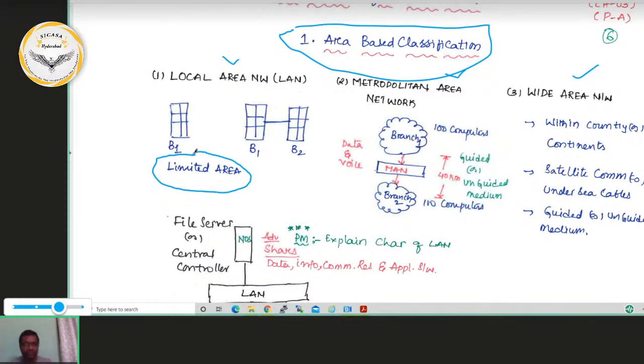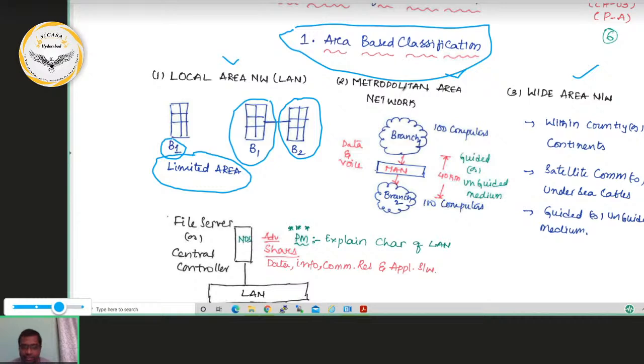If you want to connect the computers within a very limited area, like within a building, let us say I have a building 1. If I want to connect 100 computers within the same building, I have to use a network called local area network. However, if I have 2 buildings, building 1 and building 2 adjacent to each other, and I want to connect 100 computers in building 1 and 100 in building 2, here also, because they are adjacent buildings, I have to use a local area network. Local area networks are required for connecting the computers within a very limited area.